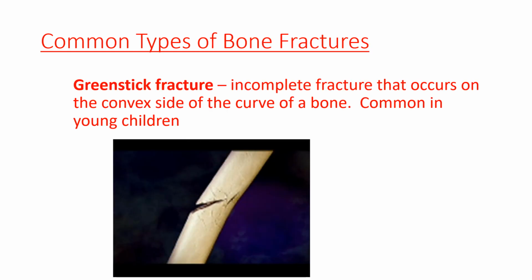A greenstick fracture is a fracture common in young children. In a greenstick fracture, the bone is a young bone with lots of collagen fibers that bend the bone instead of breaking it. When the bone finally breaks, it breaks only on one side, creating a convex side of the curve of the bone. This is a common fracture of young children because young children have soft bones.